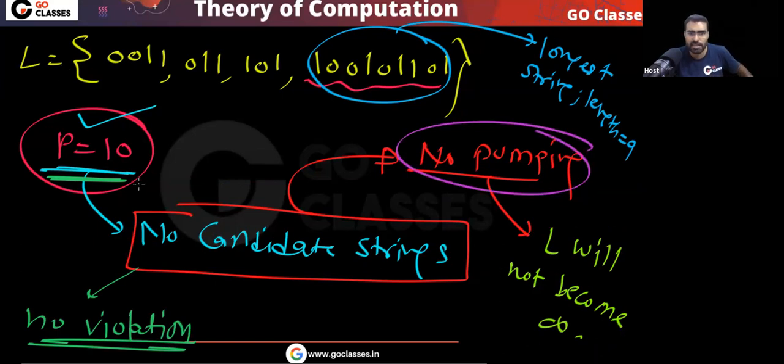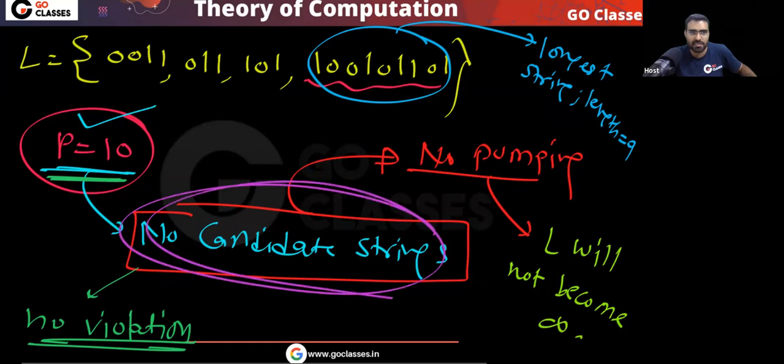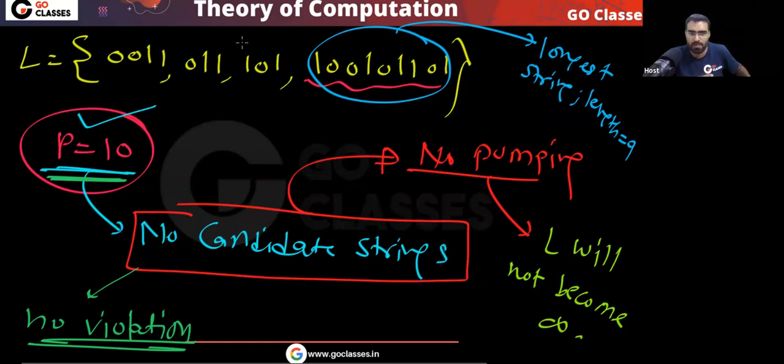Simply, I can say that it's like a metaphor in Hindi. Have you heard? Na rahega baans, na bajegi bansuri. So if you take p equal to 10, na rahegi candidate string, na hogi koi problem. You can remember it like that, if you want.